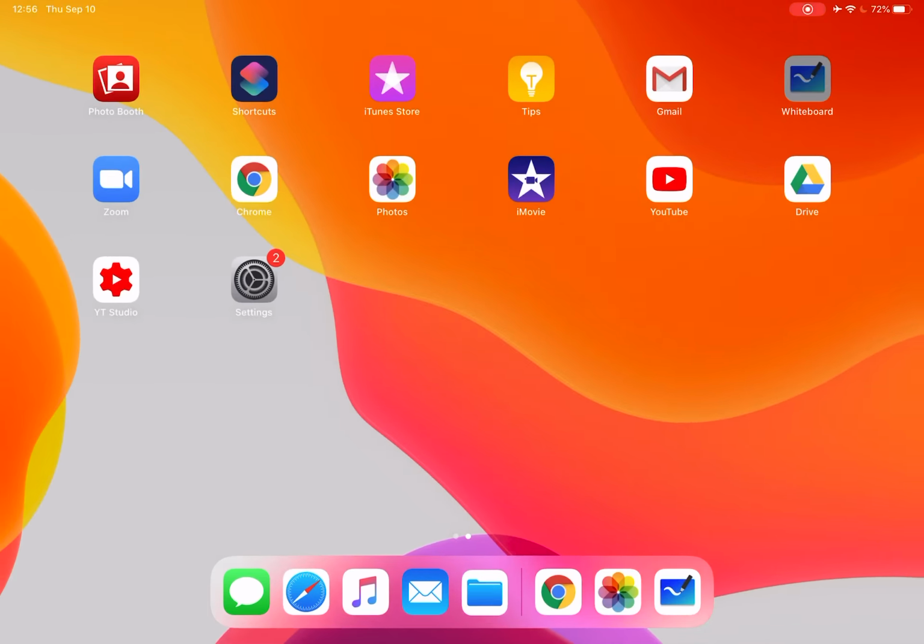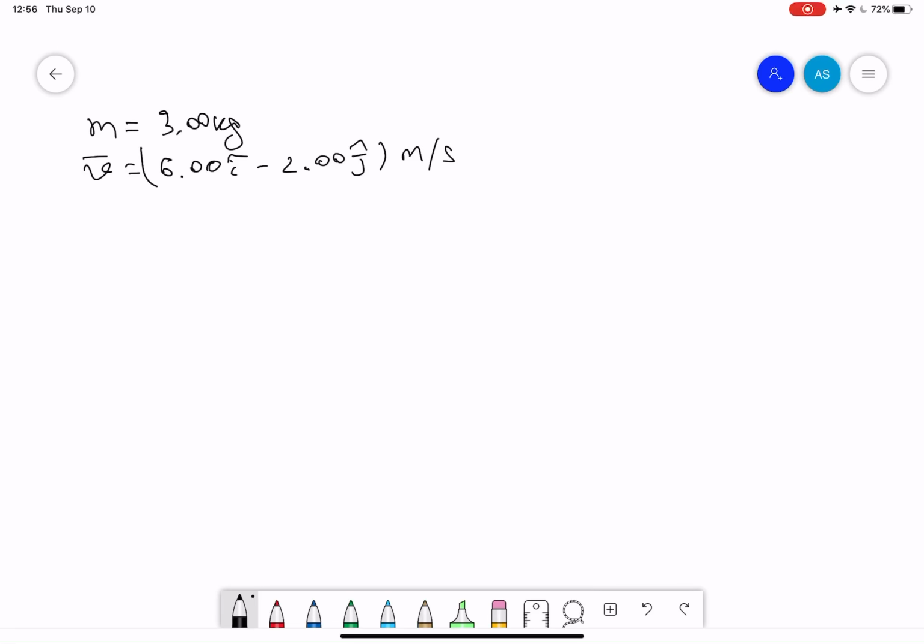Now, let's start then. First of all, the given values: the mass is 3 kilograms. Then the velocity vector is given, which is 6 i vector minus 2 j vector meters per second. Now, first of all, we have to find the kinetic energy at this moment. So kinetic energy has a formula, which is mv squared over 2.